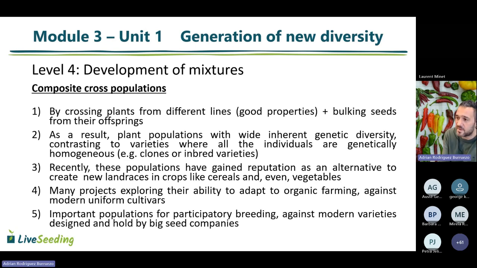Namely, the first one, the composite cross population. What are composite cross populations, or using their abbreviation, CCPs? These composite cross populations are obtained by crossing plants from different lines. These different parent lines, which can be 6, 7, 8, 15, 20, as many as you want, are crossed, usually performing hybrids crossed in pairs.